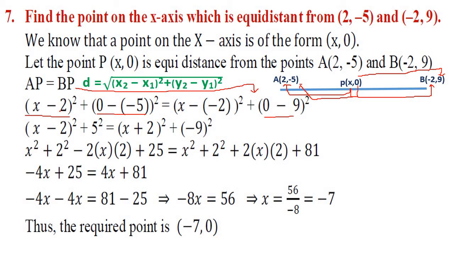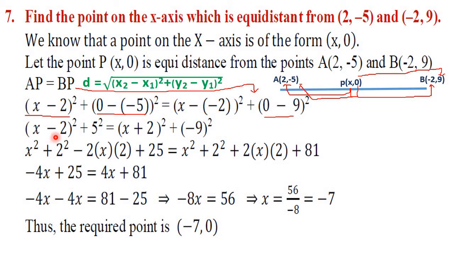So this is the form of (a minus b) whole square. This (x minus 2) is the form of (a minus b) whole square. Plus 0 minus of minus 5, minus into minus is plus, so this is 5 square. Then minus into minus is plus, so (x plus 2) whole square. Then 0 minus 9 is minus 9 whole square.